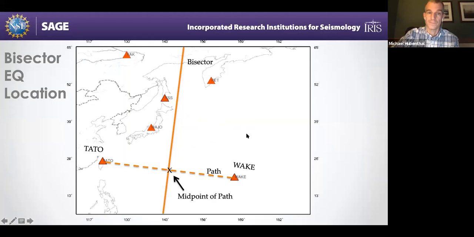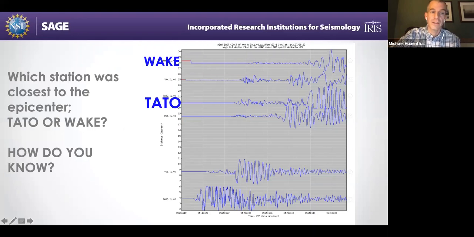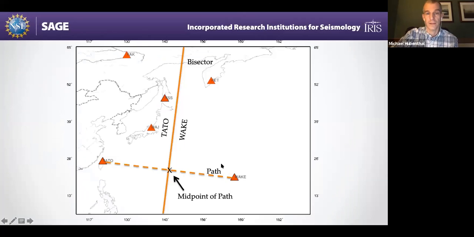So use the chat box. Which station was closest to the epicenter? Tato or Wake? Yep, I'm seeing some votes for Tato start to come in. And you're right. So Tato, the seismic energy arrived there first. And so we know that Tato has to be closer to the earthquake than Wake is. And so if we go back to our map, that means that everything on the Wake side of the line can be shaded out. And if we shade that area out, we know the earthquake can't be anywhere in that section.